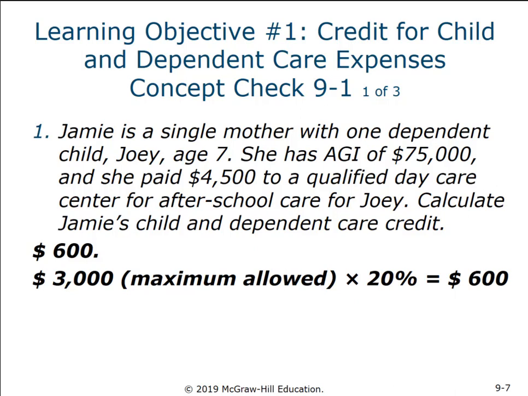It's either how much you pay, that's $4,500, or $3,000. That's that third number we have to compare, and that's the lowest of the three. $3,000 times the 20% from the table is $600. Remember, that is only a benefit if you have liability, because this is a non-refundable credit.